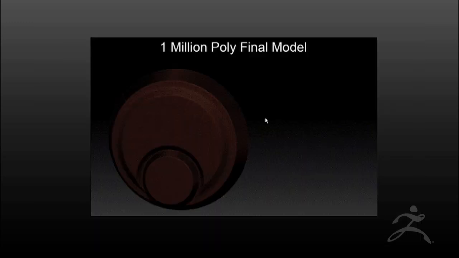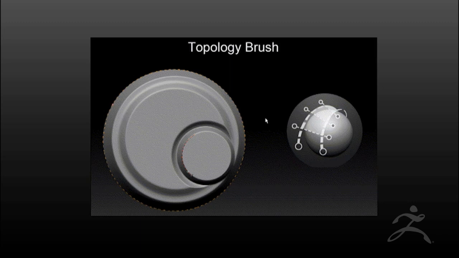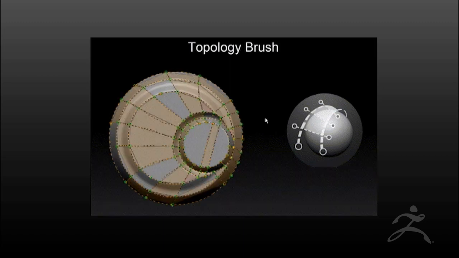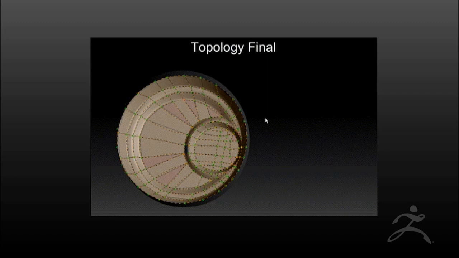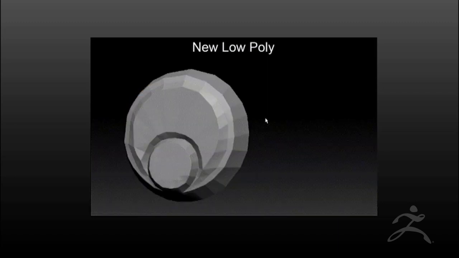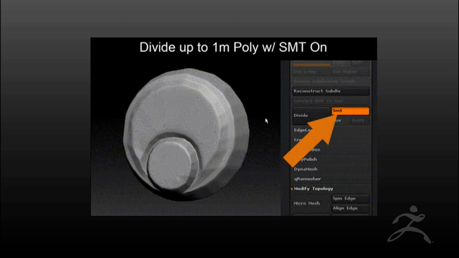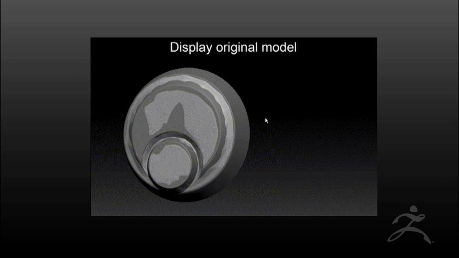Here we go, very similar to the backpack. I want to get some low poly in there. So I'm going to use a topology brush, and I'm just going to run around the key edges until I get a nice new low poly. There is the final low poly. What I like to do is turn SMT off, which is next to the divide there, and then divide it twice. Keeps it close to the original model. It's basically like a test leg. I'm going to turn SMT back on. We're going to divide it up. I went to 1 million, but whatever you want to do there for high-end polys. Display the original model, and then we're going to do a project-all.